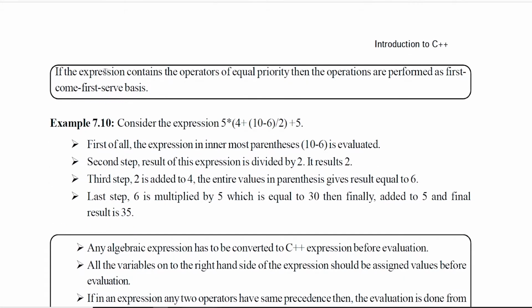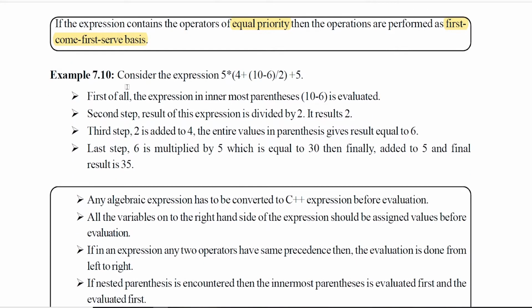If the expression contains operators of equal priority, then they are evaluated from left to right. So, first come first served basis. That is, if we have the same precedence, we have to evaluate from left to right. Let us take an example here. Consider an expression we have already discussed. We have two parentheses here.